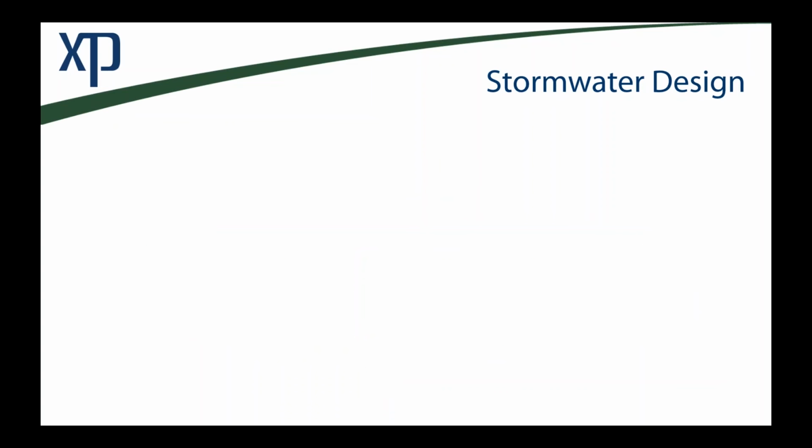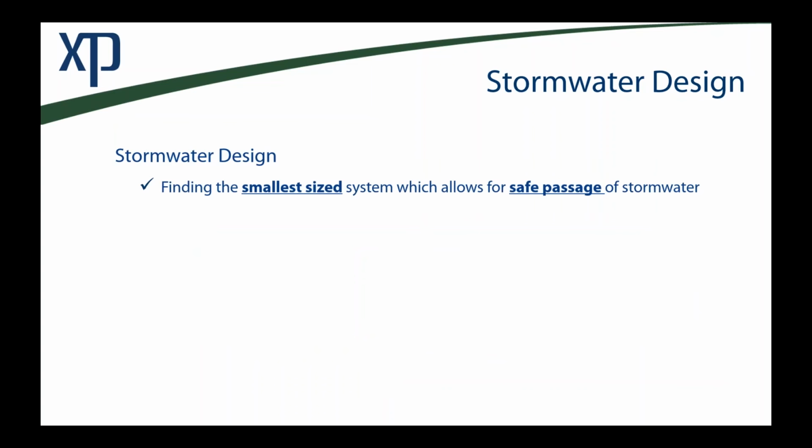So those are a couple of high-level, maybe drier definitions. This is maybe my personal definition of stormwater design: finding the smallest sized system which allows for safe passage of stormwater. This is a very concise statement, but regulatory drivers are going to influence what the smallest size can be. Safe passage is a pretty general term, but that's going to span a wide range of potential situations and rainfall scenarios. So the smallest sized system for safe passage.